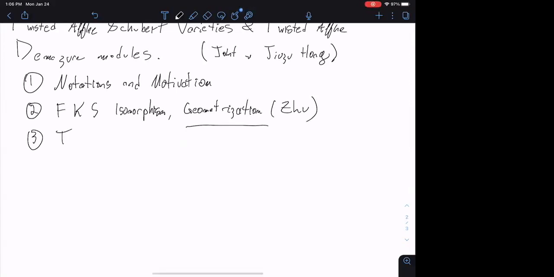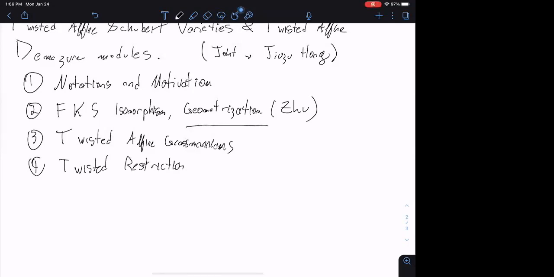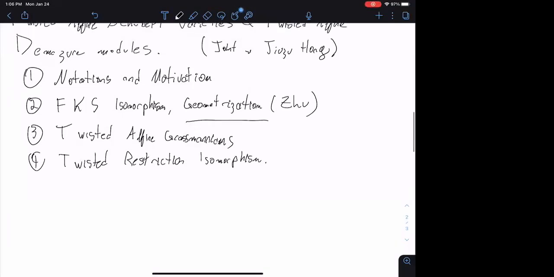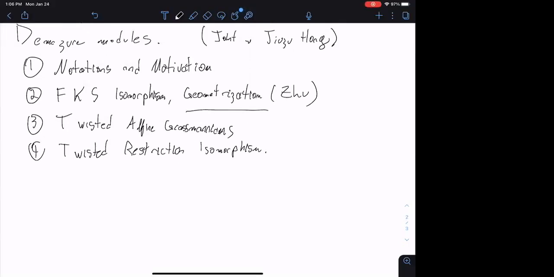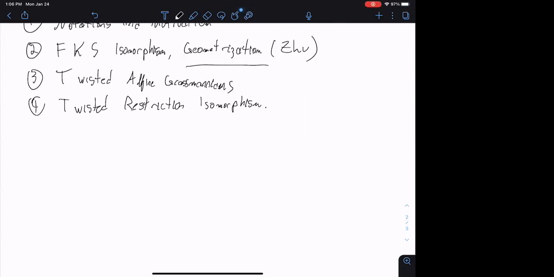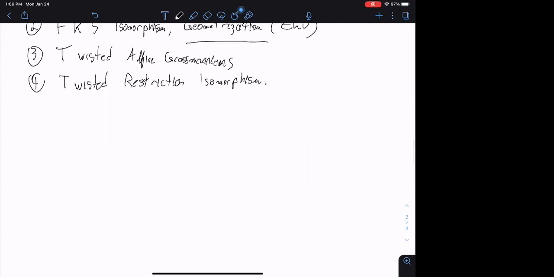So the third step, I'll briefly go through twisted affine Grassmannians. And lastly, the result, which I'll say is a twisted restriction isomorphism. Okay, so before I even make any notation, I want to give a very broad word here about the way that I'm thinking about these objects.